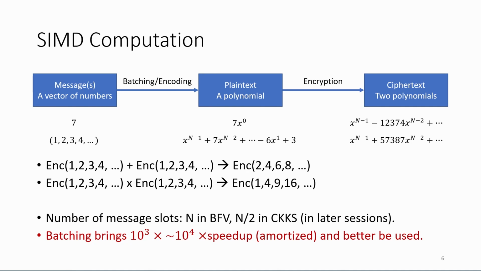And how do we do the computation? So you have 1, 2, 3, 4 encrypted. You have another 1, 2, 3, 4 encrypted. I want to do an addition. The result will be the encryption of 2, 4, 6, 8. The addition is done coefficient-wise, element-wise. Same with multiplication. It becomes 1, 4, 9, 16. So we are clear on how the computation on vectors is done here.